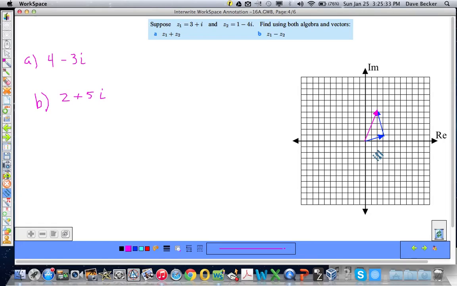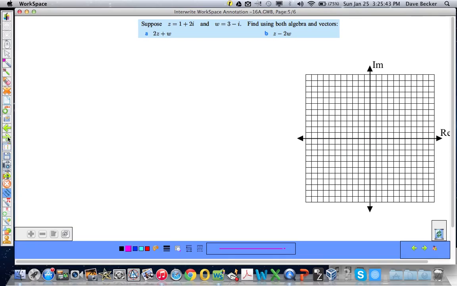Hip hip hooray. Okay, so same thing as how we were working with vectors. It's just that the axes and the plane has changed. Same thing here. I don't think I'm gonna bore you with it. I think you got it. I'll just do one. Let's do b, z minus 2w, since it's subtraction.